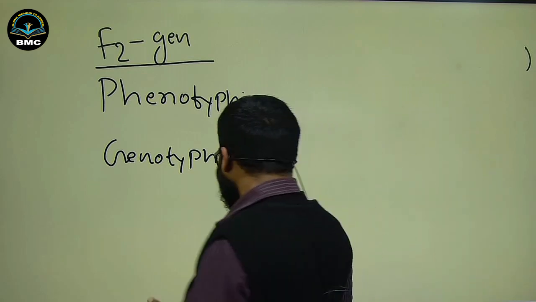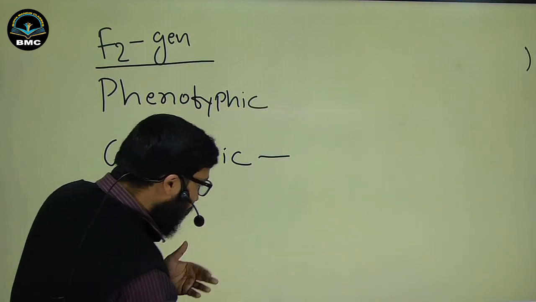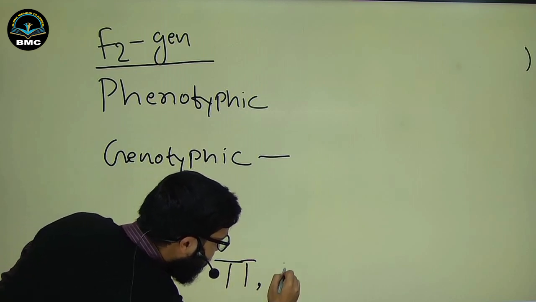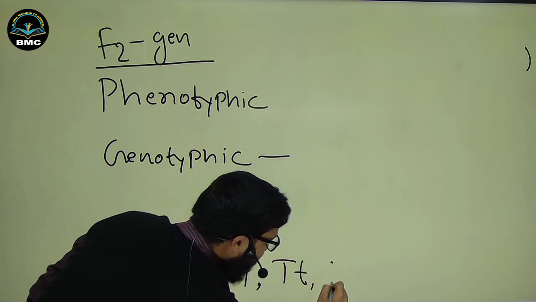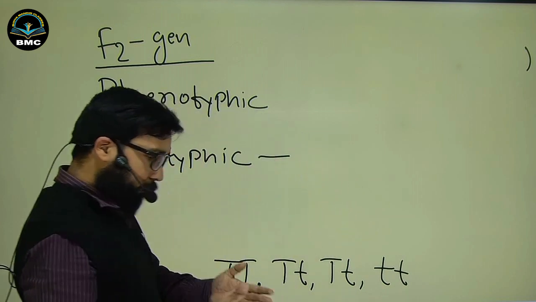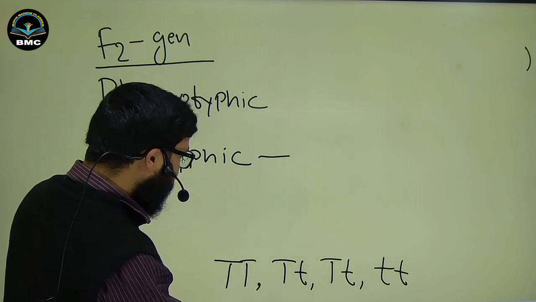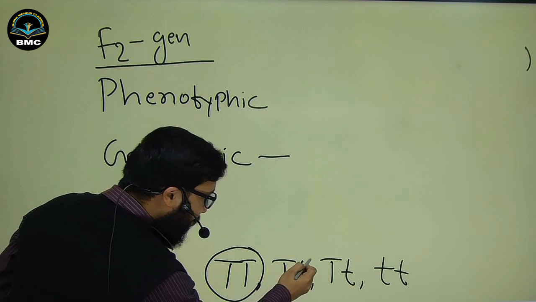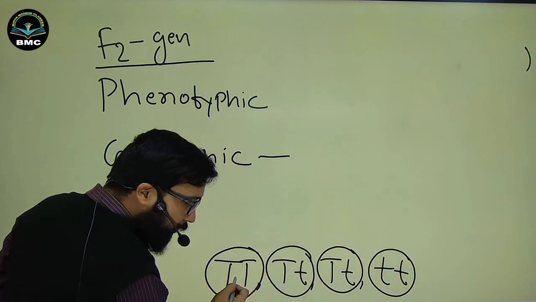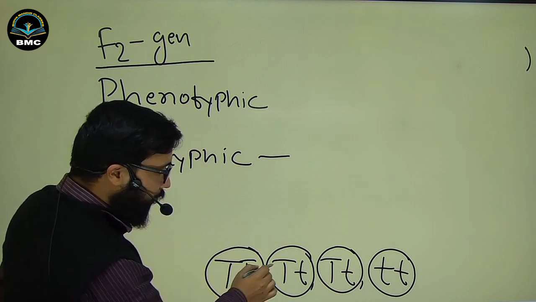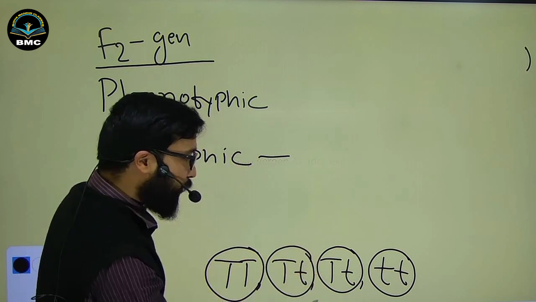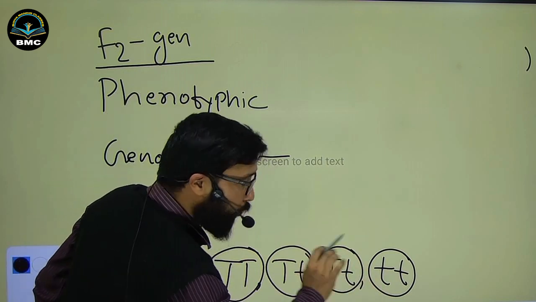In the last page, we have seen what we formed: capital T, capital T, small t, capital T, small t, and small t. Okay, we have formed the four offspring. This one is the pure homozygous tall. This one is tall, but this one is heterozygous. This one is also tall but heterozygous, and this one is a dwarf and homozygous.